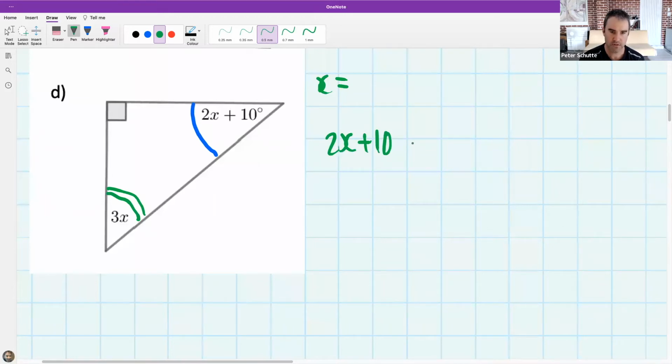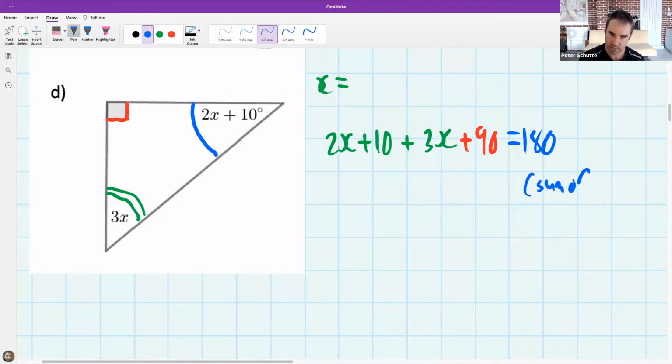A good question might be, what is this thing over here? I think most of you would know that it's 90. I was thinking we should add up all the angles inside a triangle, and they should be equal to 180. We'd use the same reason as before, which would be sum of angles in triangle.